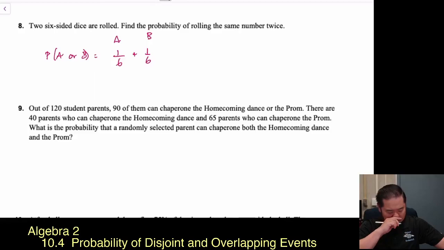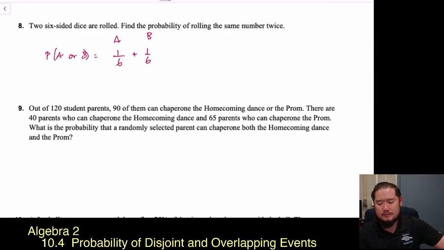So the question is, well, is there any overlapping events right here? There are none. Okay, they're disjointed. Rolling one dice does not have an impact on the second one. So right here, we can go ahead and keep this as is. But now, I guess the key thing is, is this the correct setup?